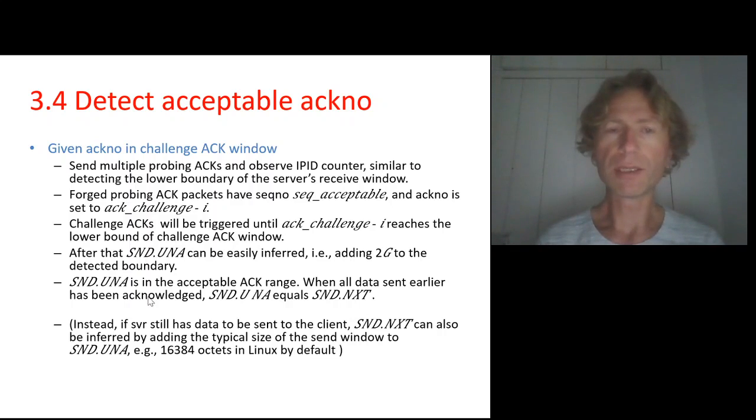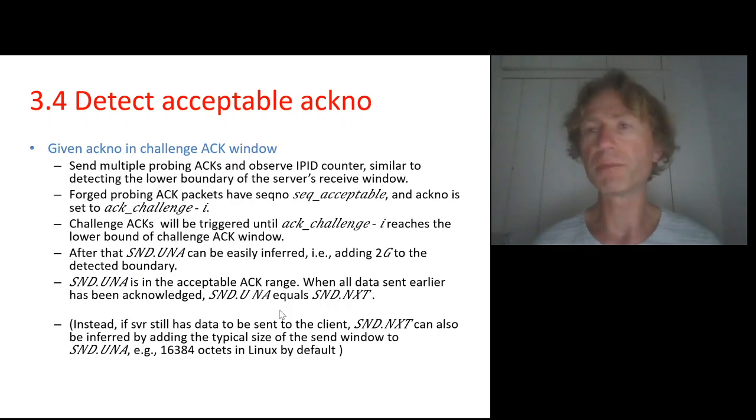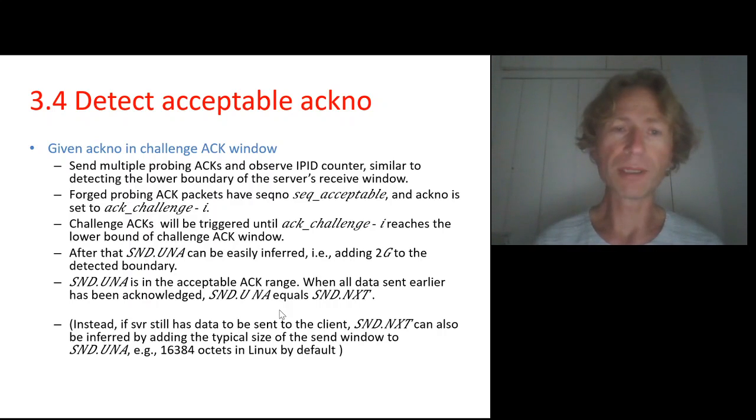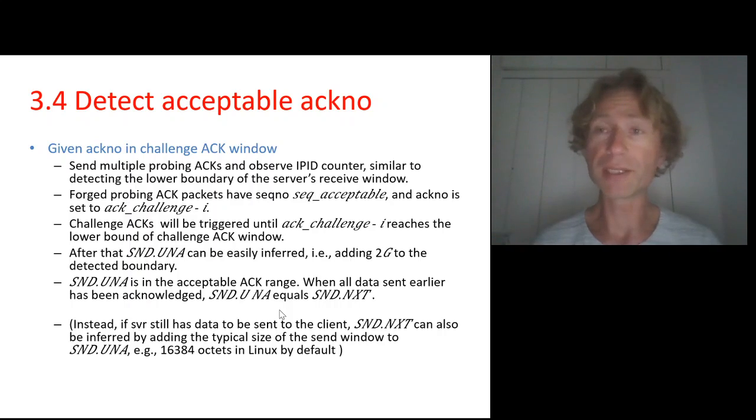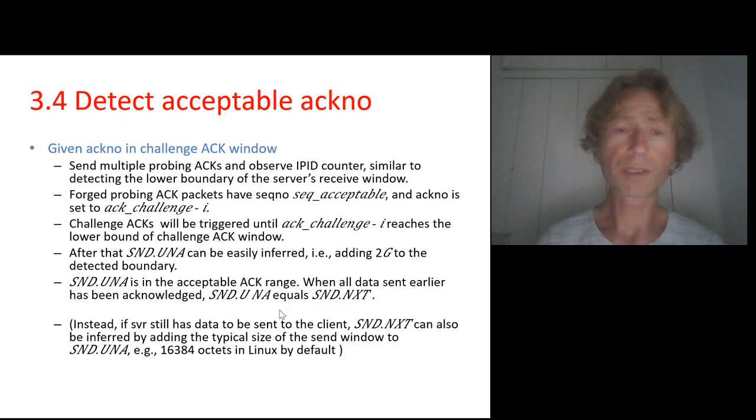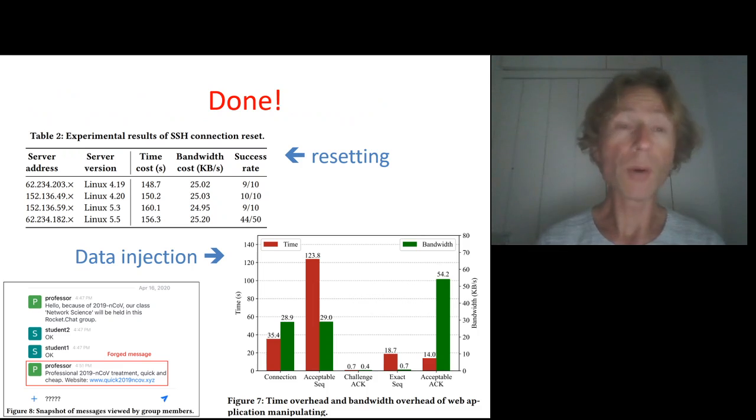Yeah. There's an alternative, right? So to finding this, if there's still data to be sent to the client, we can also find it by adding the typical size of the send window to the value of send UNA, so this value of first unacknowledged byte. Okay, great. So now we have that. Let's move on and show how we now have the complete attack.